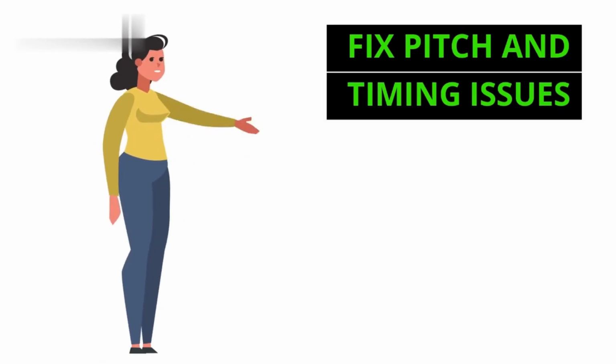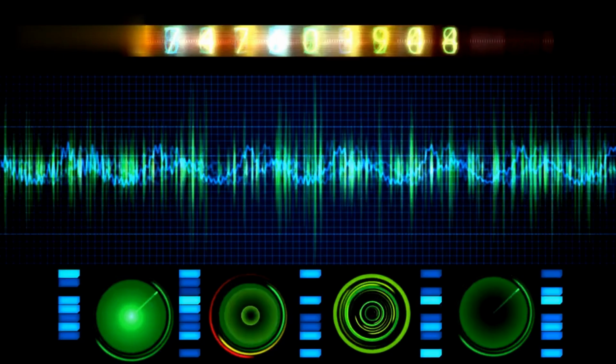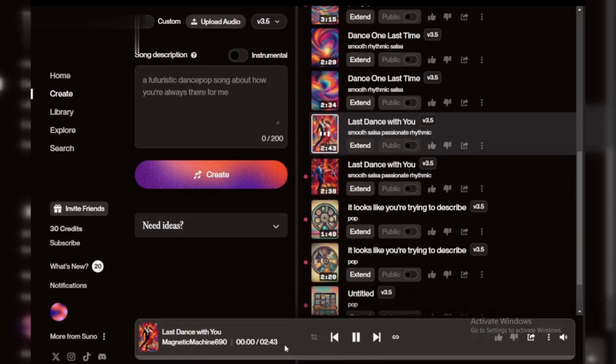Step 4. Fix pitch and timing issues. If your vocals sound off-key, use the pitch correction tool to align them perfectly. You can also tweak the timing to match your backing track seamlessly. And that's it. Your Suno AI vocals are now polished and ready to shine.